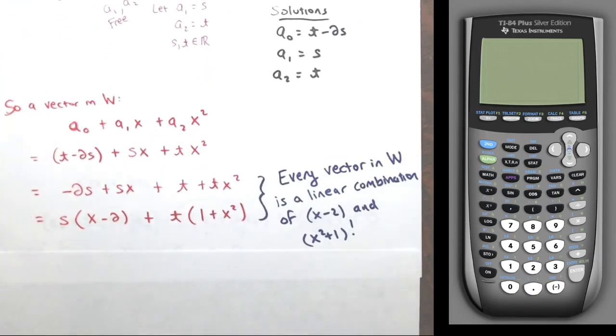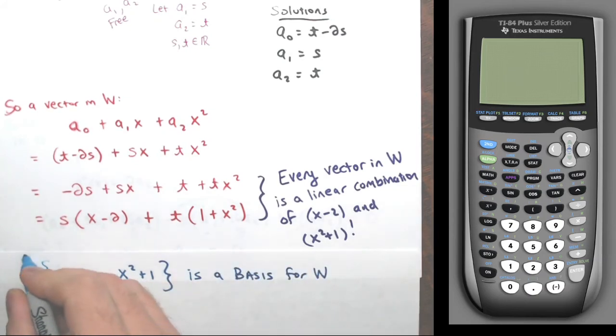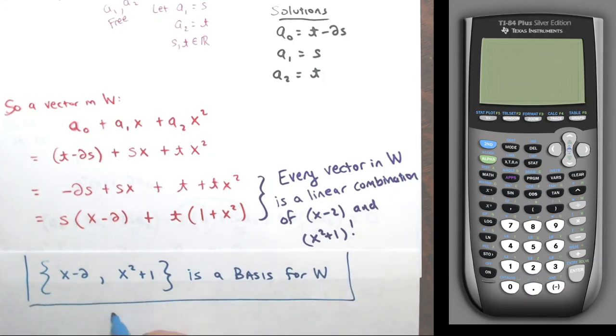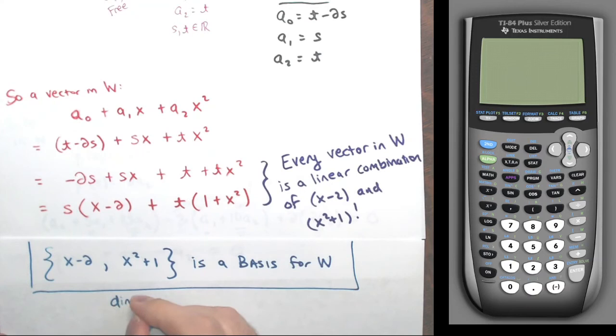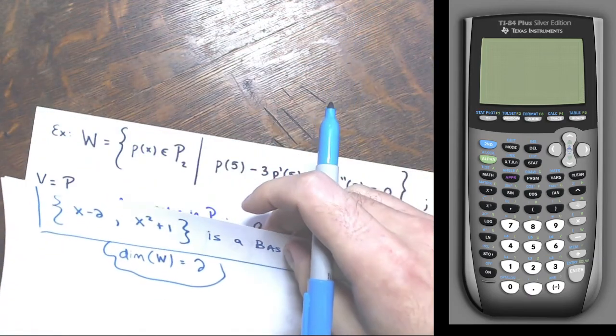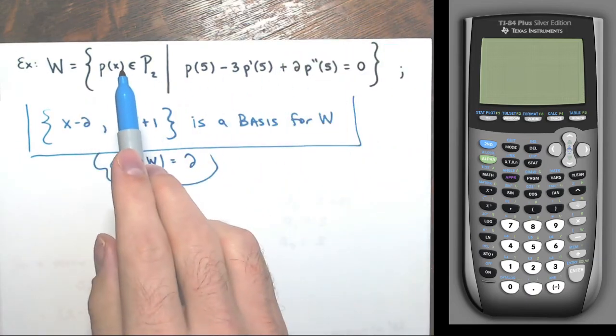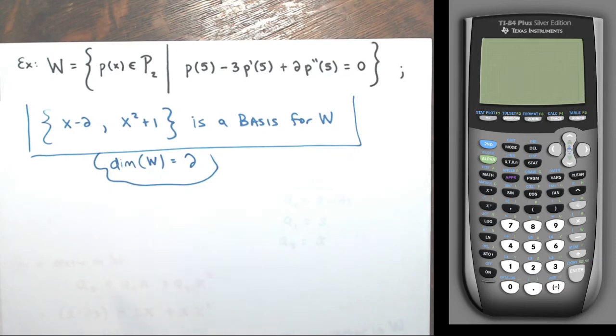The set with x minus 2 and x squared plus 1, this set is a basis for W. The building blocks of W, right? And then the dimension of W is 2. All right, so here it is, yet another example of a two-dimensional vector space. This description here, this W, is a two-dimensional vector space.